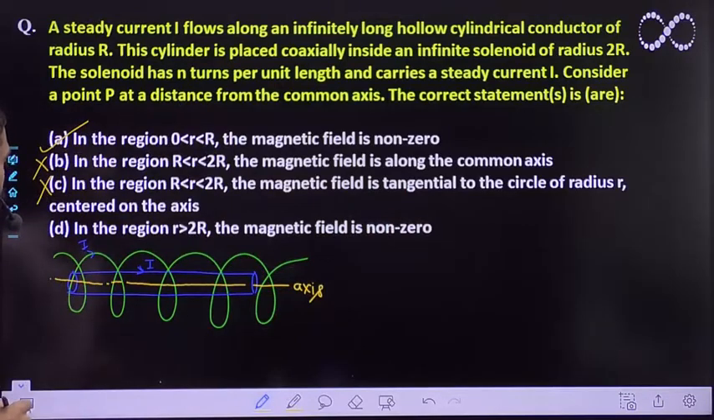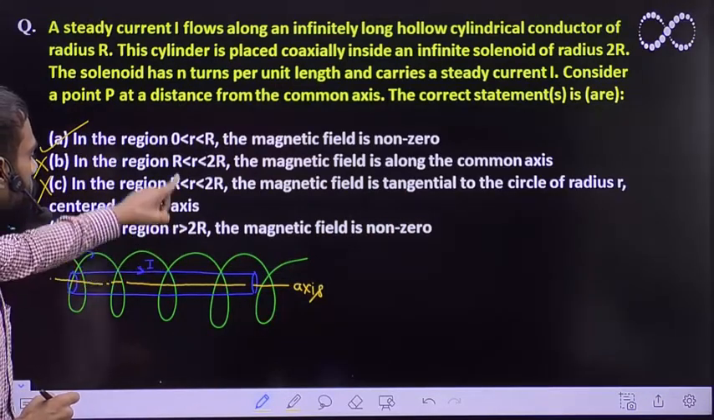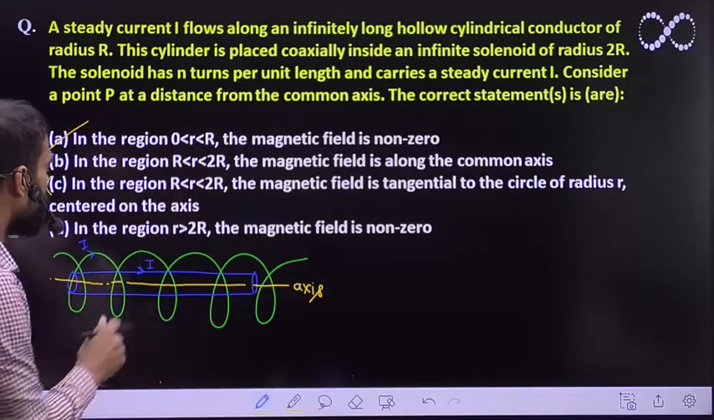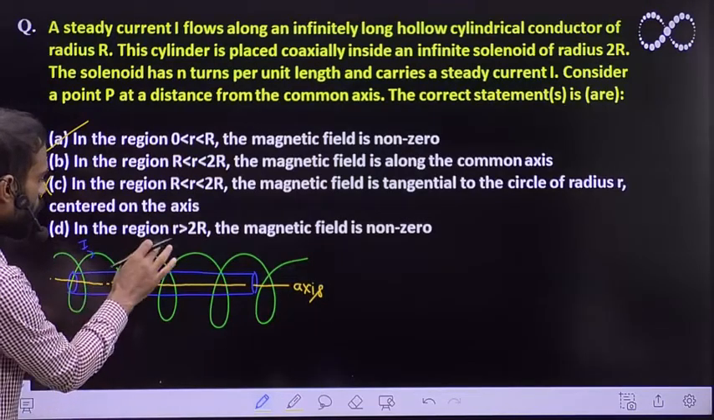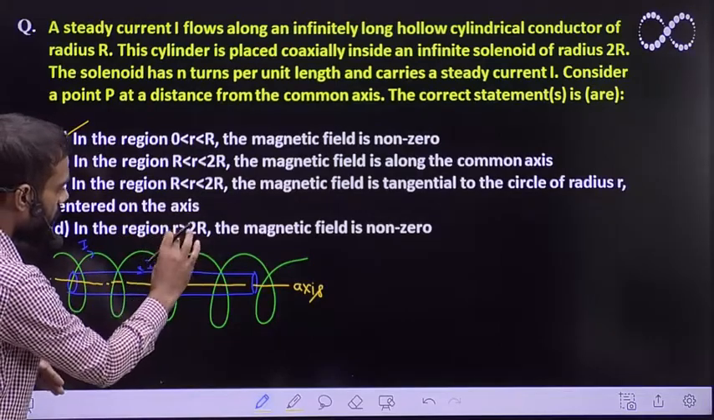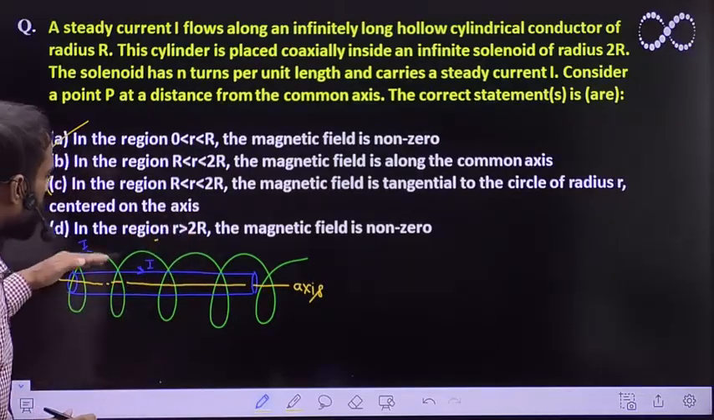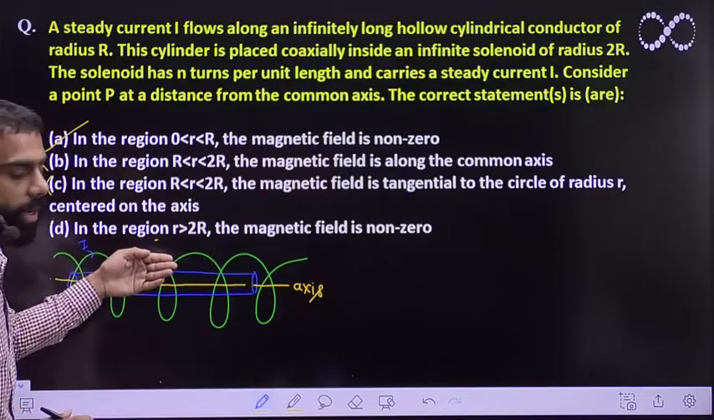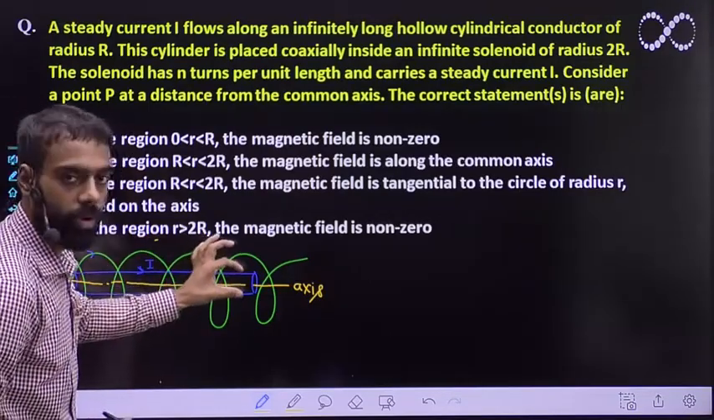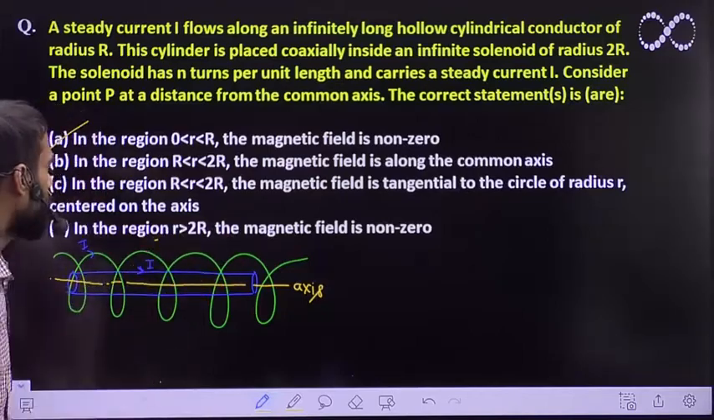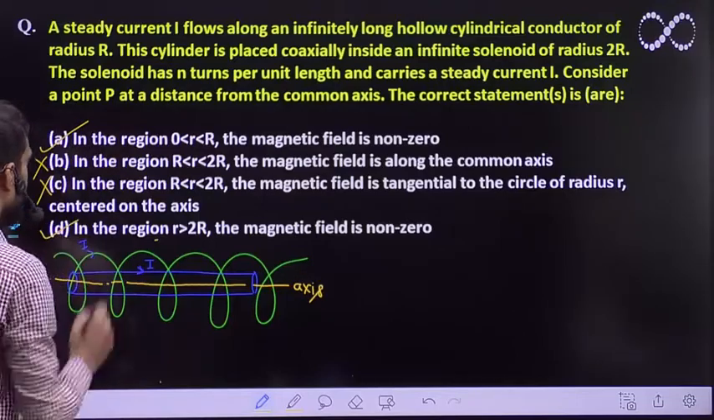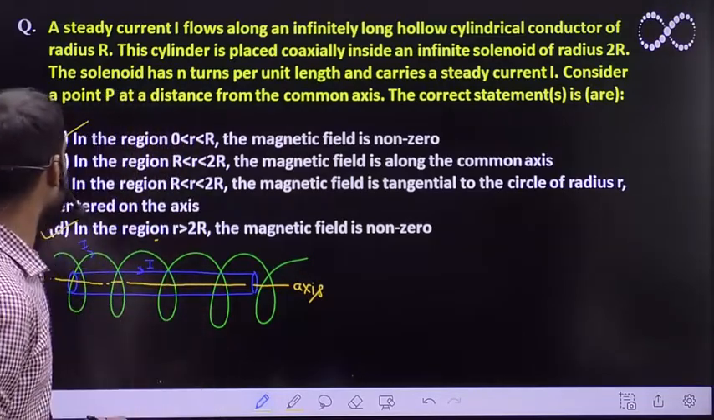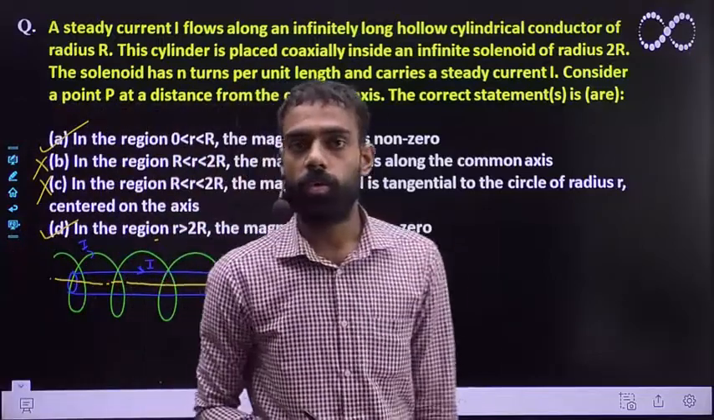Let us see option D. In the region where r is greater than 2R, it is talking about outside the solenoid, and it says the magnetic field is non-zero. That is correct, because when you go outside the solenoid, in this region, because of the solenoid you won't get any field, but because of the pipe or cylinder you will get some field. So it is non-zero, so option D is correct. So the correct options are A and D. Students, I hope you understood this question.